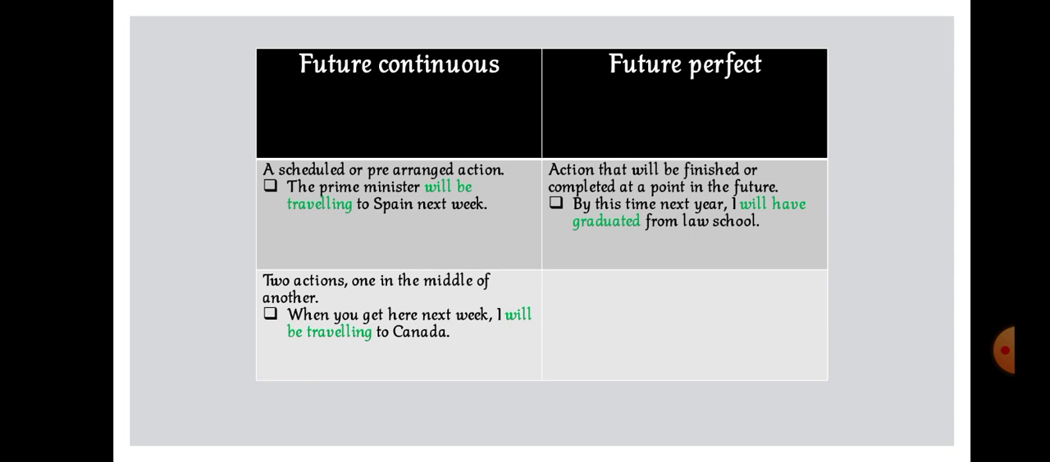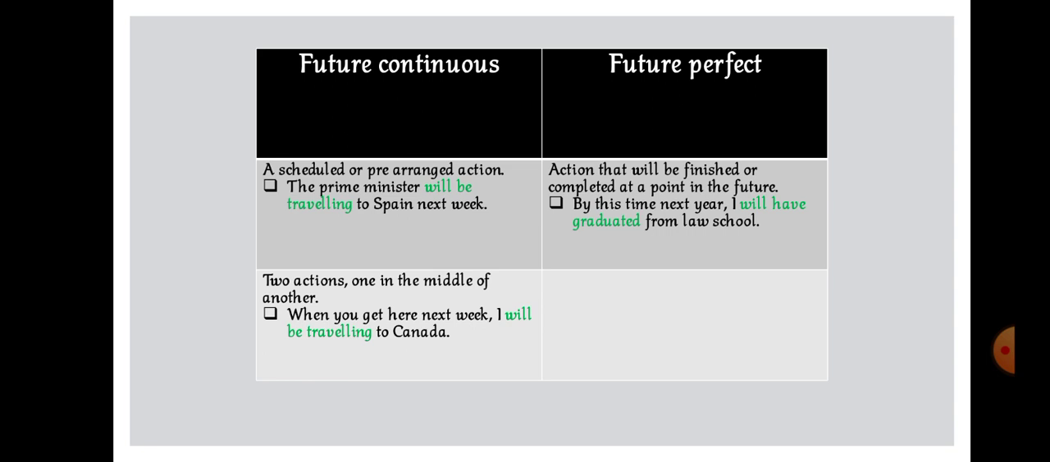So what is the use? Where do you use this future continuous tense in future time? There are two instances, two situations, right? A scheduled or pre-arranged action, similar to simple present tense. The first situation is similar to simple present tense. When you want to talk about a scheduled action, you can also use simple present tense. Also, you can use future continuous tense, right? The Prime Minister will be traveling to Spain next week, right?